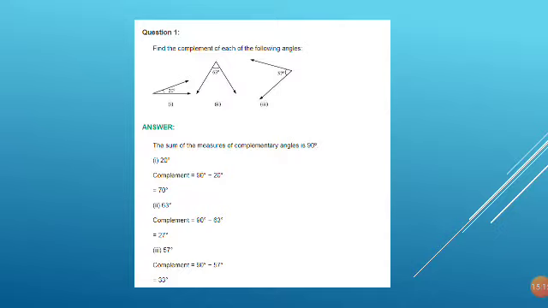Next, complementary angle means the sum of the two angles is 90 degrees, that is a right angle. For 63 degrees, the complementary angle is 90 degrees minus 63 degrees, which gives 27 degrees. For 57 degrees, the complementary angle is 90 degrees minus 57 degrees, equal to 33 degrees.